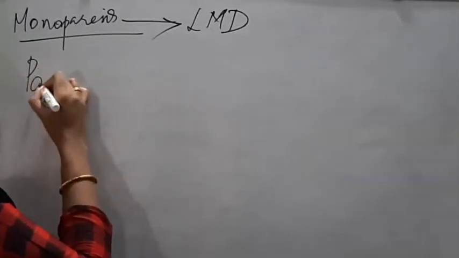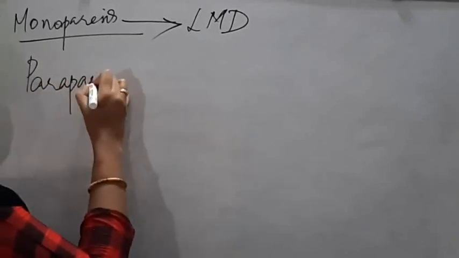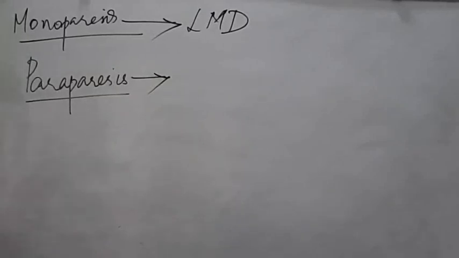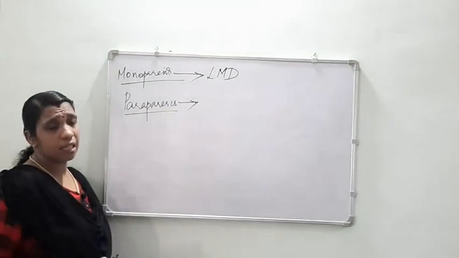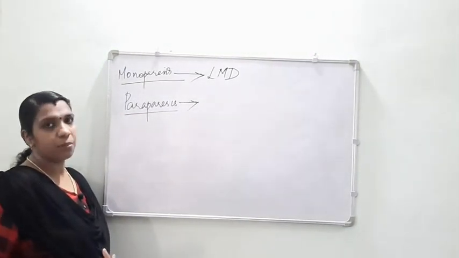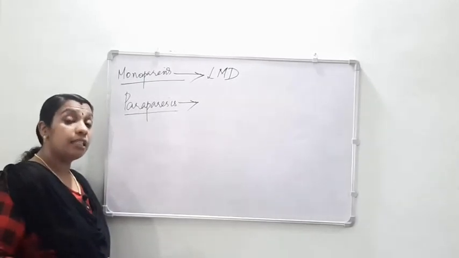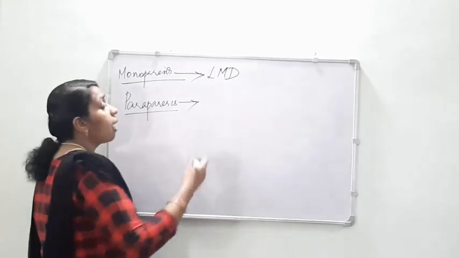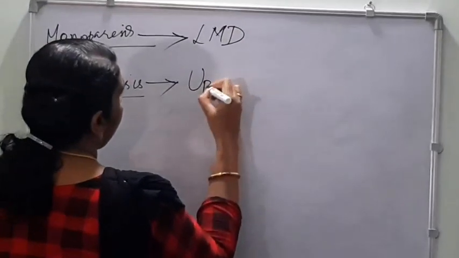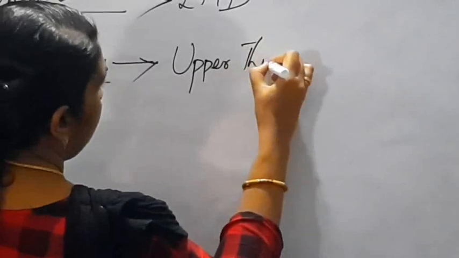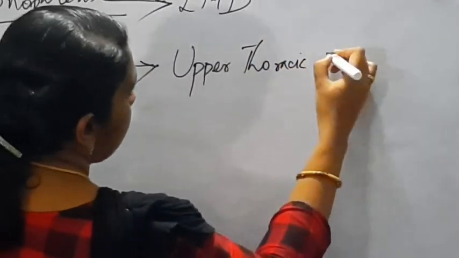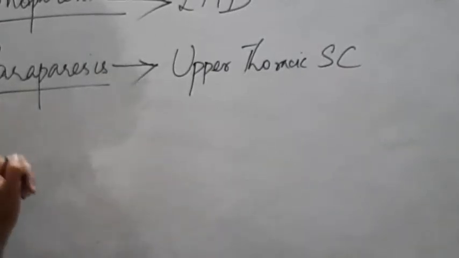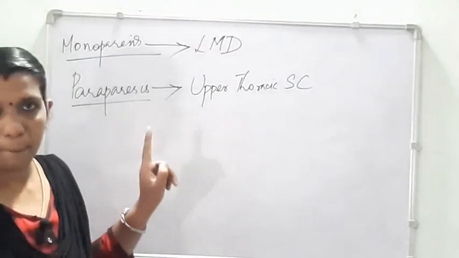Next is paraparesis. Para means two limbs. Mostly this paraparesis will be affecting the lower limbs, and it is seen if the lesion is below the upper thoracic spinal cord. If the lesion is below the upper thoracic spinal cord, then it results in paraparesis.